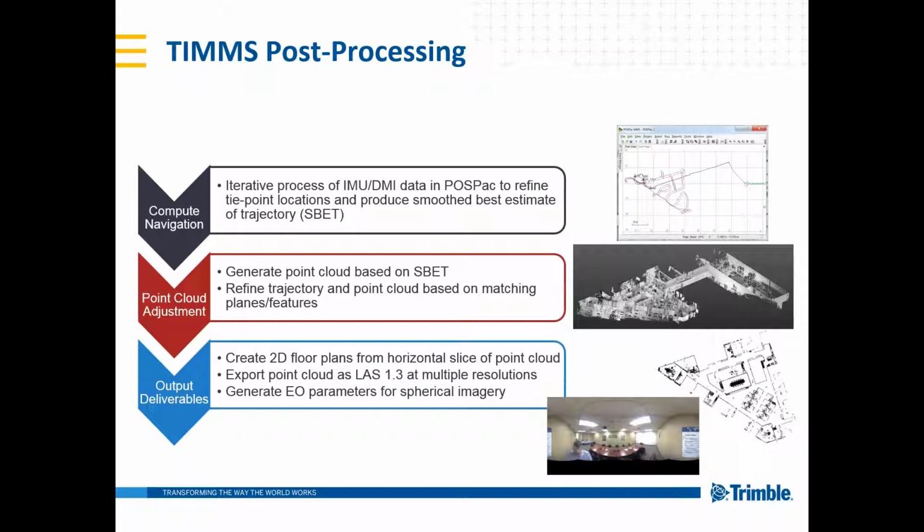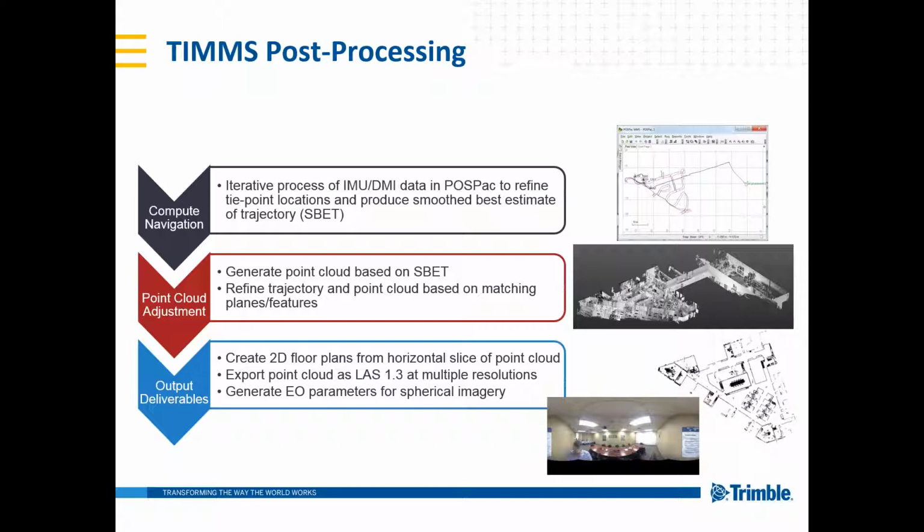So to talk about the TIMS post-processing. There's a couple of different stages of post-processing, and we'll see what that looks like in another short video after that. The first of these stages is to compute the navigation. This is going to use the INS data, the wheel information, the ground control point and tie point information, and it's going to combine all of those to create an aided INS solution.